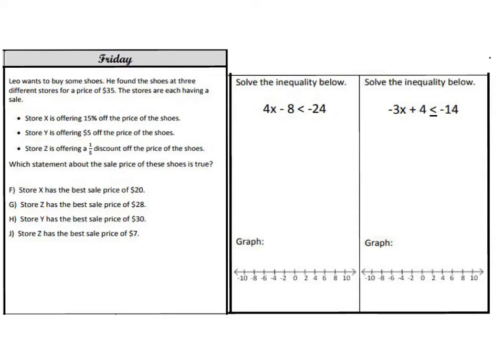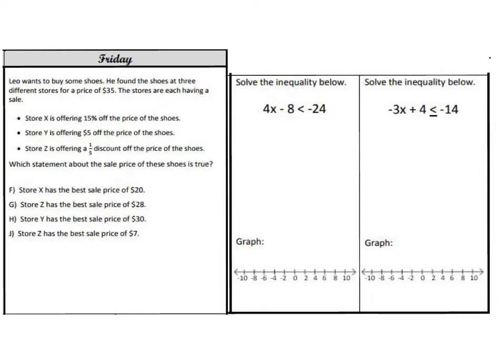Okay, it says, Leo wants to buy some shoes. He found the shoes at 3 different stores for a price of $35. The stores are each having a sale. Store X is offering 15% off the price of shoes. Store Y is offering $5 off the price of shoes. Store Z is offering a 1/5 discount off the price of the shoes. Which statement about the sales price of these shoes is true?